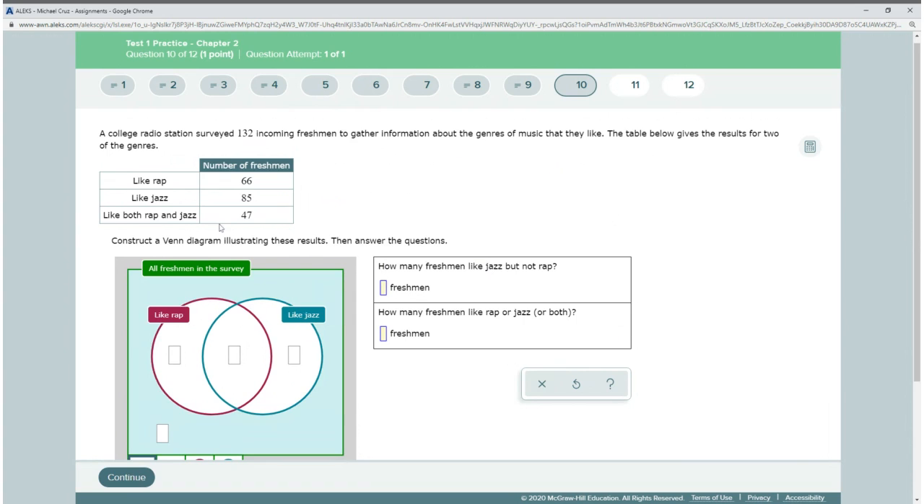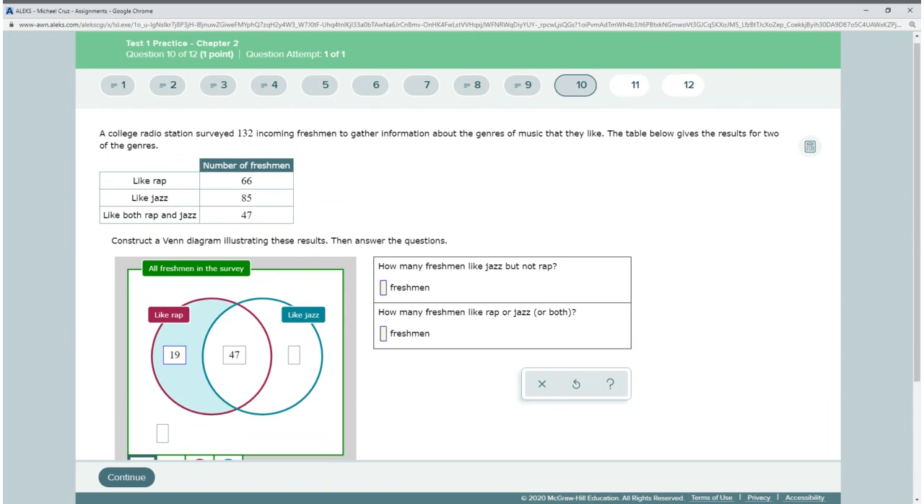But anyway, now they're giving us three values here. And the one to start with, generally, if you've got it, is the both. So 47 is going to go in there. Now, what this is saying is that the rap section has to add up to 66. So we've already got 47 people that listen to rap. So we got to take 66 and subtract 47 from it. And that means there are 19 people that listen to rap only. Okay, you got that?